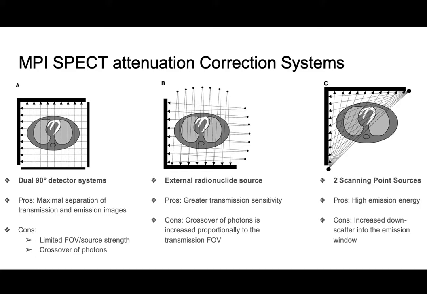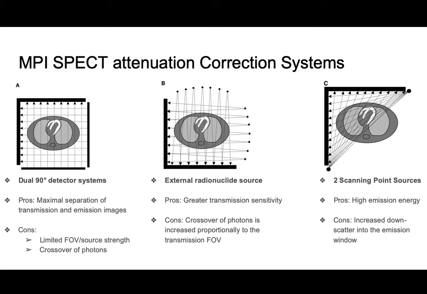So these are the systems that are currently used for myocardial perfusion SPECT attenuation corrections. In figure A, we have the dual 90-degree detector system. It has two collimated line sources that scan through the patient's body and are detected on the detectors. This system uses the radionuclide gadolinium, Gd. It generates energy around 103 keV.